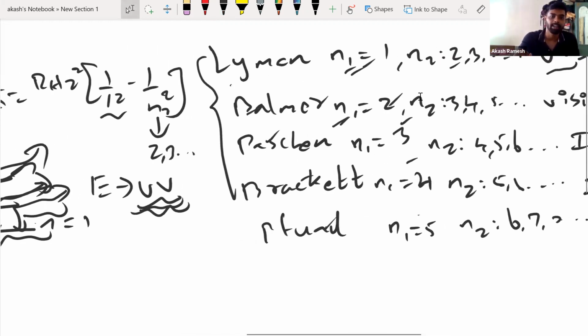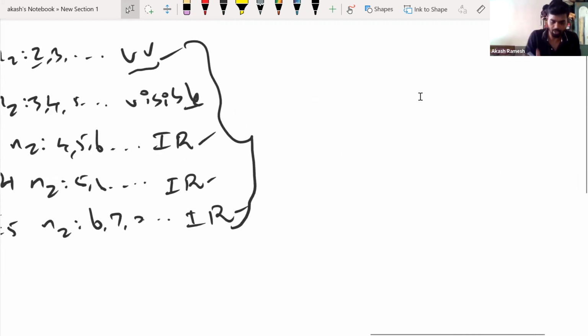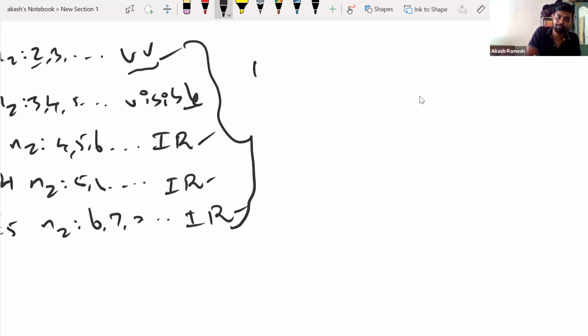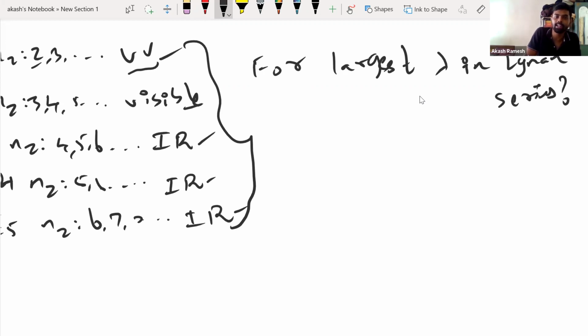Okay, and the question will be asked like this. One question can be: for the largest lambda in the Lyman series, what should be the N2 value? Something like that can be asked, or it can be, what is the smallest value? For the smallest value of lambda in the Lyman series, what should be the N2 value? Questions will be asked like this.